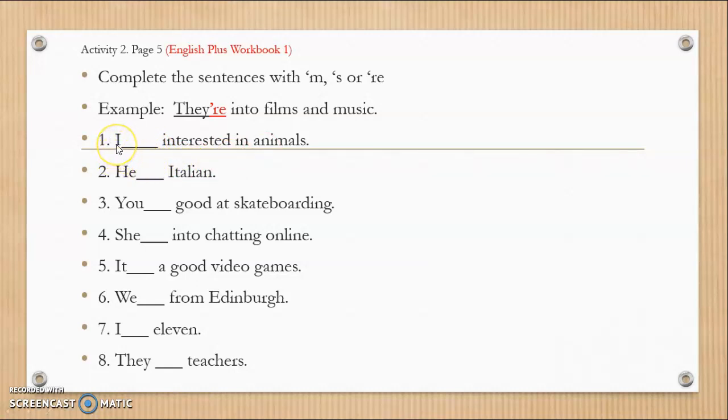So that means you write down all the short forms for the affirmative statement here. For example, I. What do you have to put here? Yes, very good, apostrophe M. So that means I'm interested in animals. Very good, well done. Also look at number 2. We have he, you, she, it, we, I, and they. Very simple grammar practice.